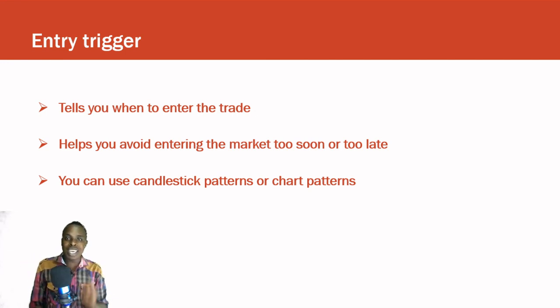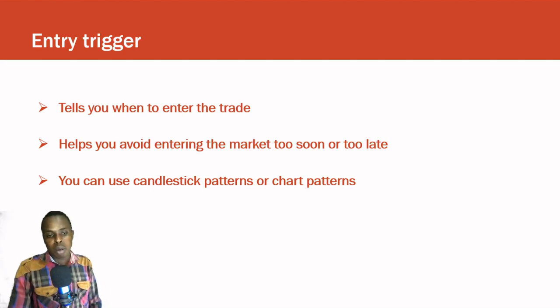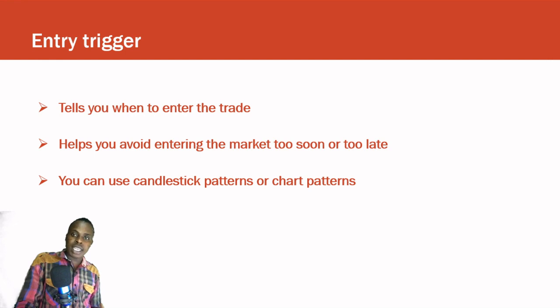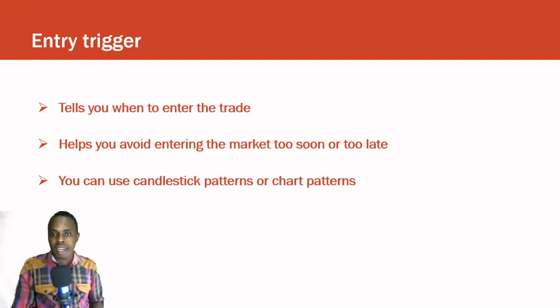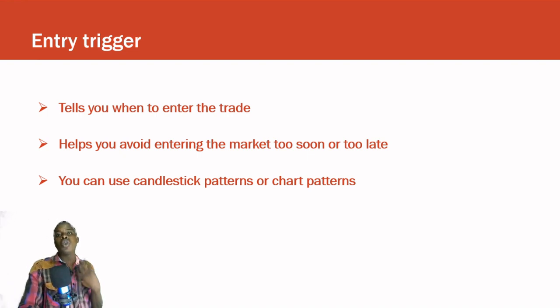Now let's talk about the entry trigger, right? So what is it exactly that you need to see before clicking that buy button or clicking that sell button? Number 1, you need the entry trigger. The entry trigger tells you when exactly to enter, right? And it helps you avoid entering the market too soon or too late, right?